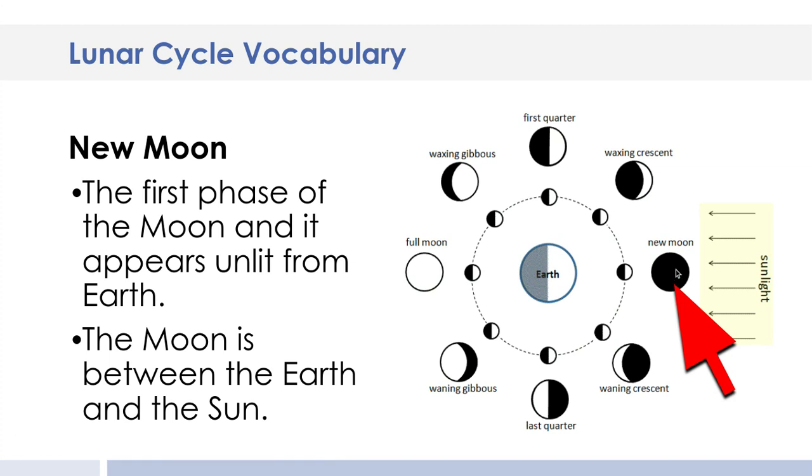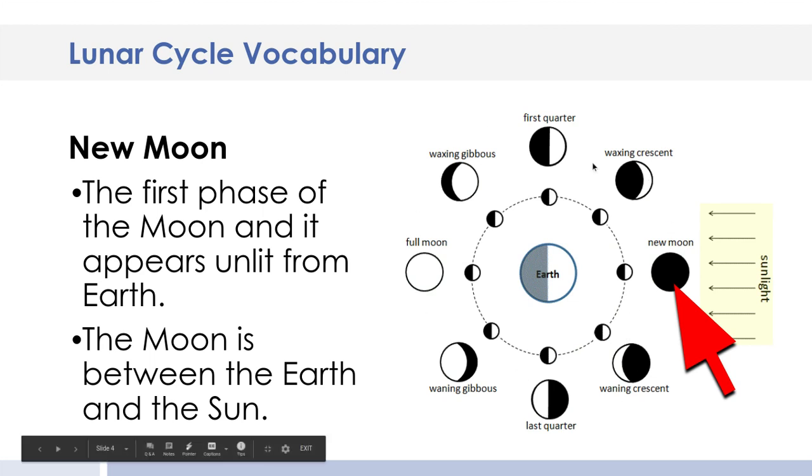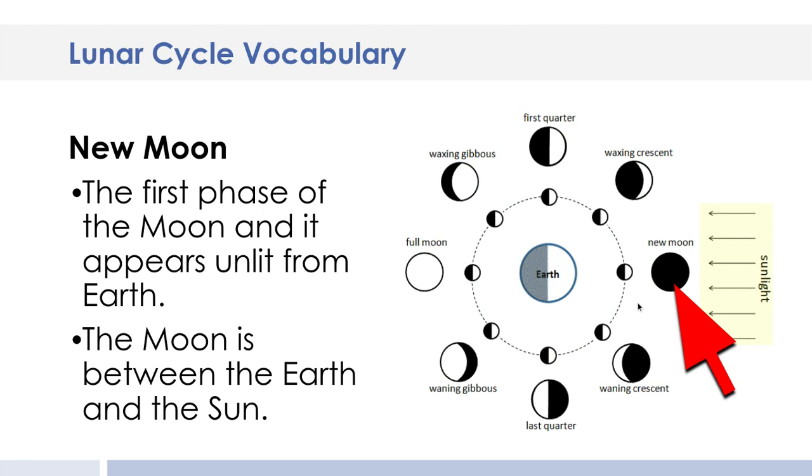Real quick, this outer portion, all right, these images show the phases as they appear from Earth. And then right here on the inside, these show where the light is hitting the moon based off of the position of the sun. So the sunlight is coming from the right side of this image.